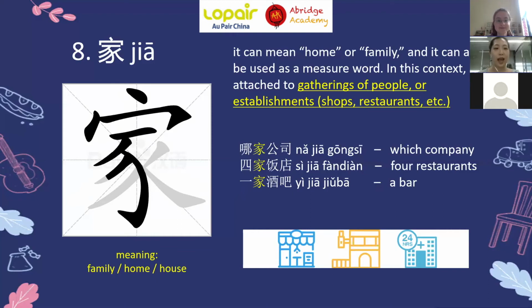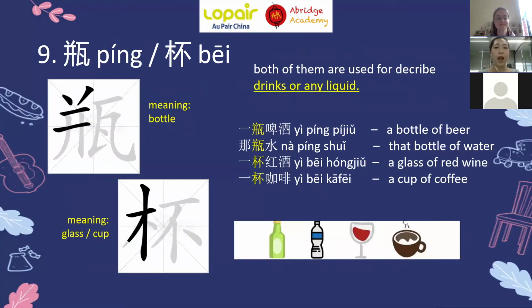Okay, and the ninth one. I put two characters here because they have almost the same meaning in Chinese. The first one is 瓶, the second one is 杯. 瓶 and 杯. The exact translation of 瓶 in English is bottle, and 杯 is a glass of something, a cup of something. So glass or cup. Both of them are used to describe drinks or any liquids.